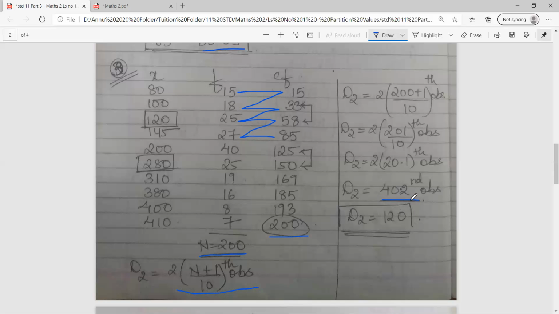Now 40.2 lies between two numbers, 33 and 58. As you can see, I have made the arrows. 33 is too small, so we'll pick up 58, and in front of 58 in the column of X, you get the answer to be 120. So second decile value is 120 over here. So we got the value of D2.